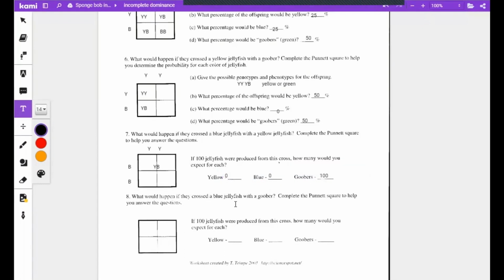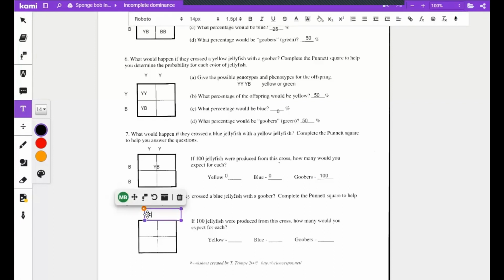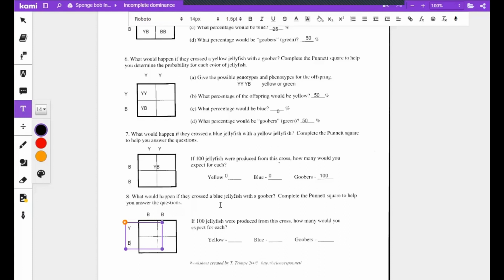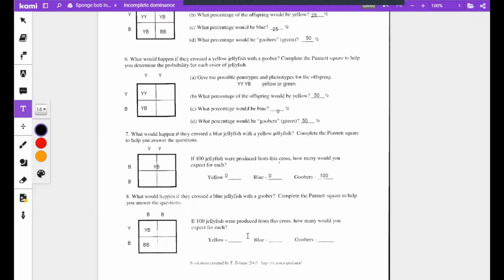What would happen if they crossed a blue jellyfish with a goober? Well, blue, big B. And in this case, we don't know if it's male or female, so it doesn't matter which side we do it. You're still going to get the same outcome. So this is blue and a goober, which is a Y and a B. I only need to fill out 2 boxes. These are repetitive. So I'm going to put a YB here, and I'm going to go down here and put a big BB. I only need to do that because it just repeats over again.